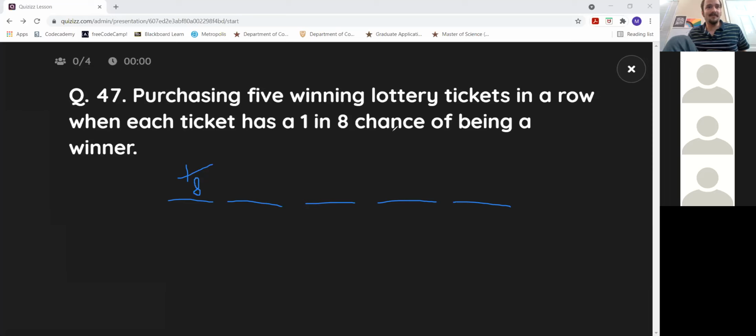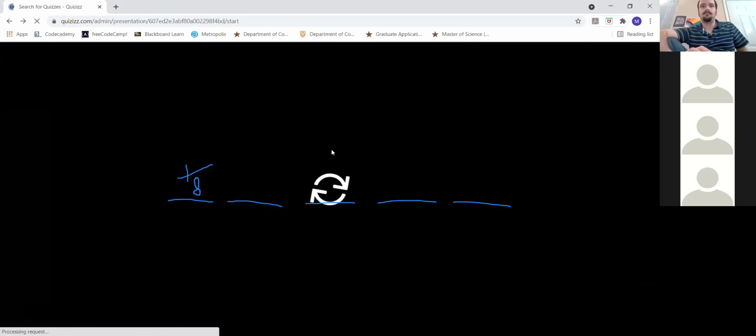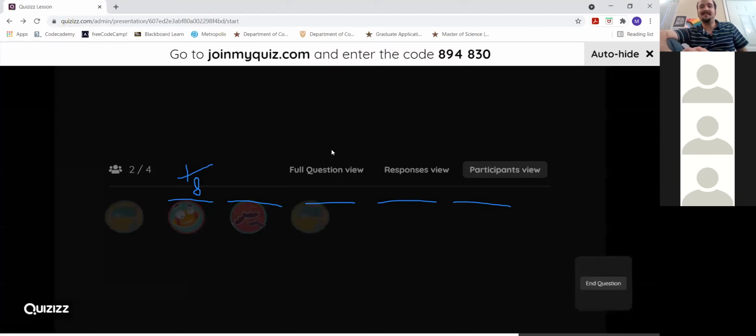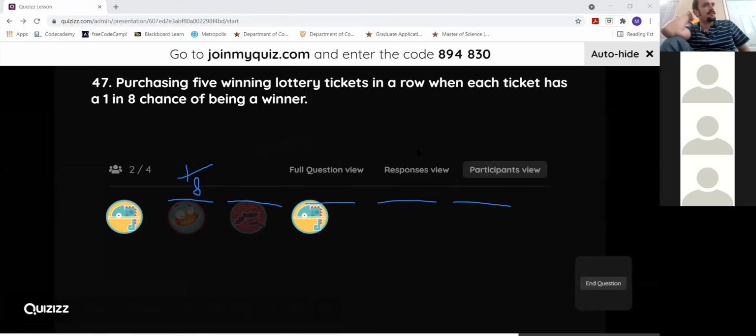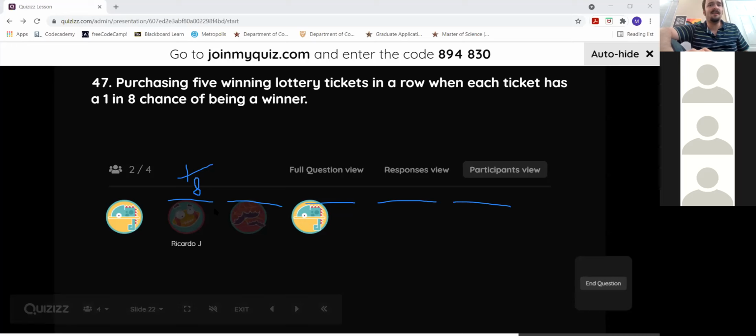You have a 1 in 8 chance of being a winner. Does that mean you got a 7 in 8 chance of not being a winner? Probably. It is a lottery ticket. This might be a good question. It's kind of leading into the next section even, right? If I go out and buy a lottery ticket and it's got a 1 in 8 chance of winning, I go scratch off my first ticket. It's got a 1 in 8 chance of winning. What's the probability that my second ticket will win? Does scratching this ticket affect this one?